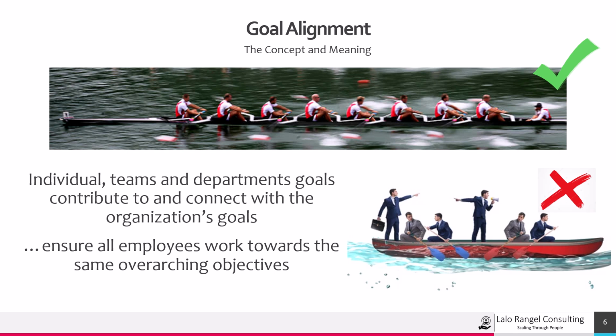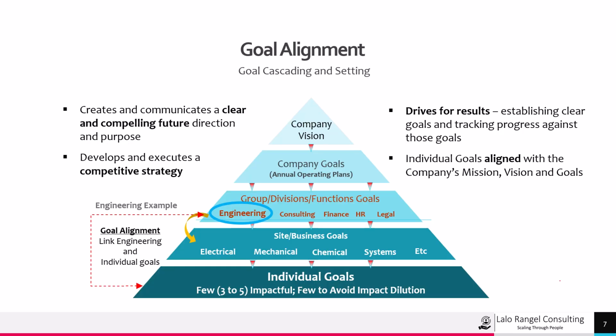In summary, goal alignment is when individual, team, segment, sector, and department goals contribute to and connect with the organization's goals. This is to ensure that all employees work towards the same overarching objectives. Goal alignment is critical for the goal cascading process and when identifying and documenting individual goals. Let's look at this example.